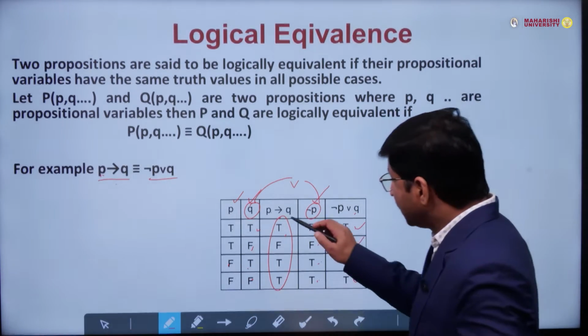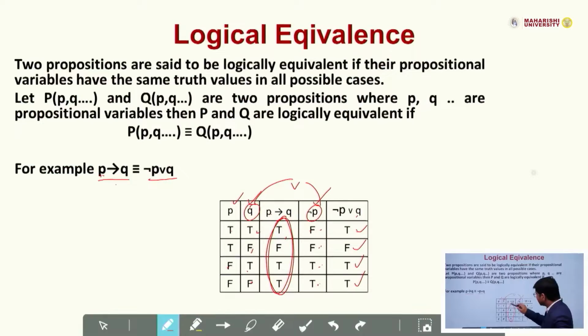Right? Now, check these truth values and these truth values. It is true, then it is also true. It is false, then it is also false. It is true, then it is true. It is true, then it is true. Right? So these statements are said to be logically equivalent.